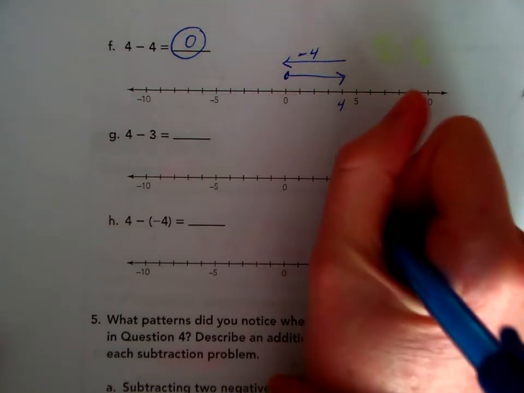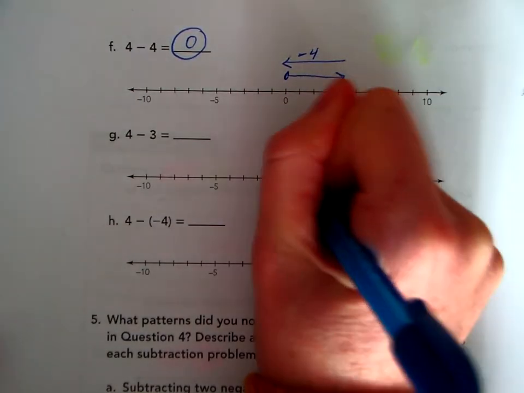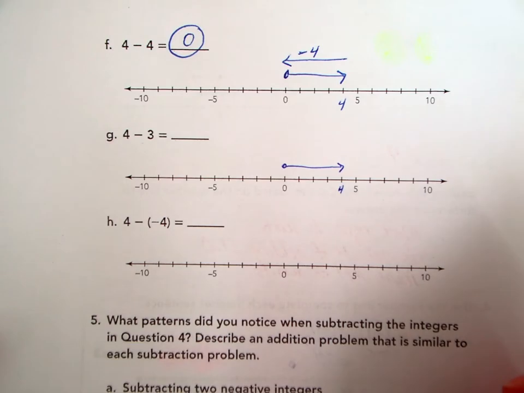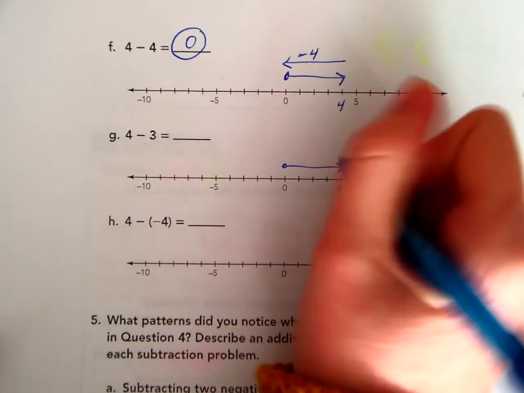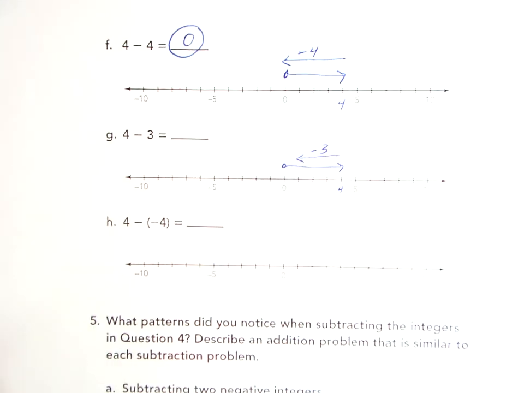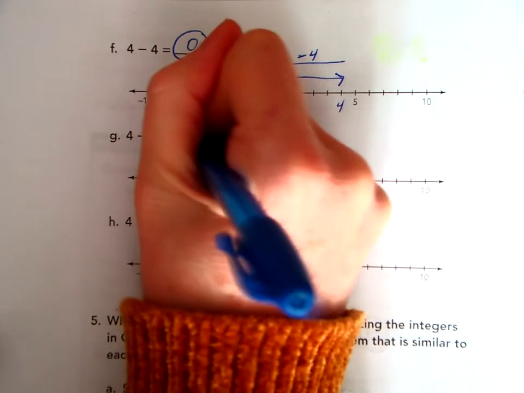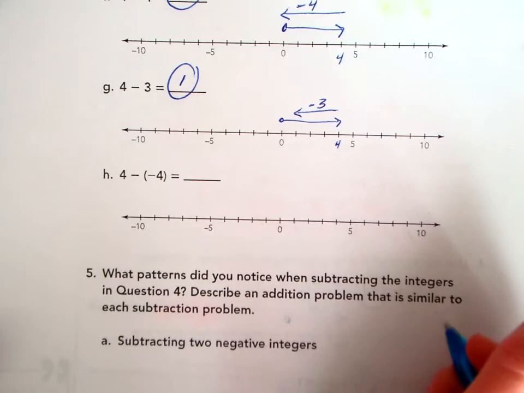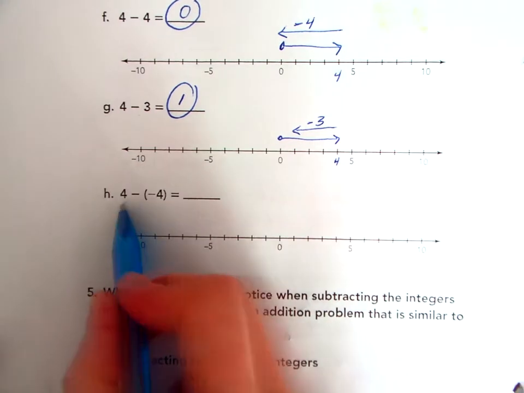Go to the right 4. Go the opposite 3. 3 would have gone to the right. It wants me to go the opposite. So I'm going to be at 1. Just 1. These are traditional problems you have done in elementary school. Go to the right 4.